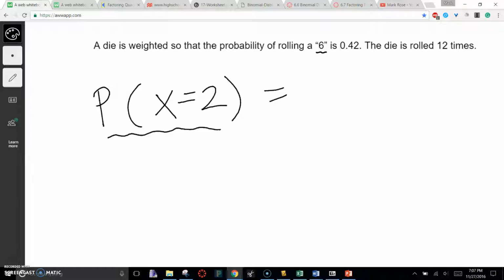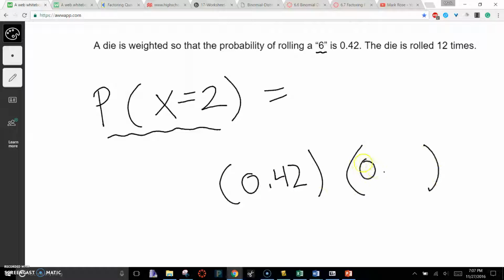So if we do this, I want to figure out my successes, which would be 0.42. And then my failures would be the opposite of that, so that would be 58%. So 42% of the time is my success, 58% of the time is failures, and I would like there to be 2 successes and 10 failures.